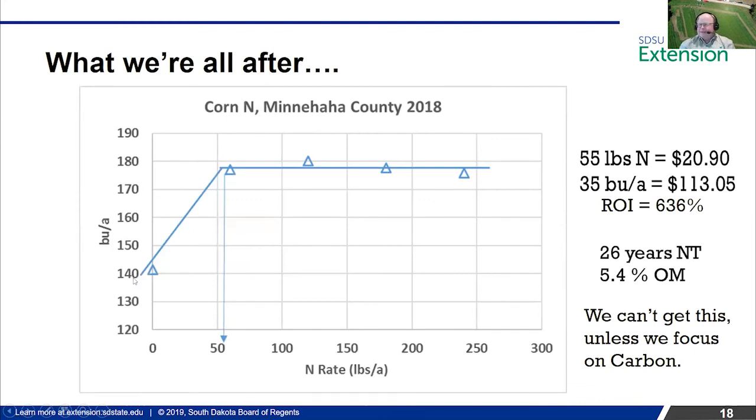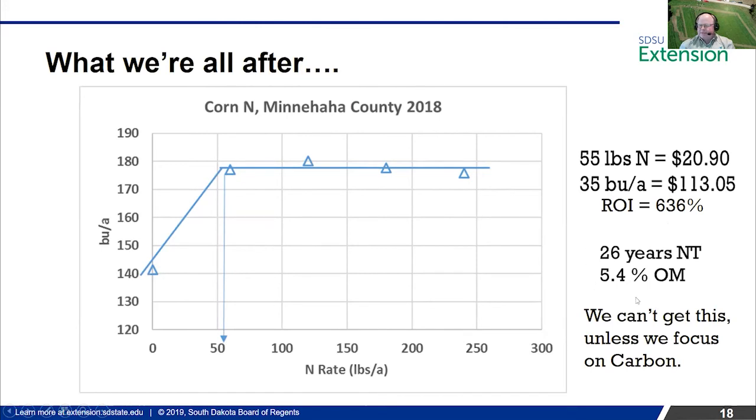We're all after getting something for nothing, or is it nothing? It's really not nothing, but we're after getting a big yield of corn with a low amount of nitrogen, right? A lot would say, well, I want that big yield without any nitrogen. Yep, that's what I'm after too. So if we look at this return on investment here, we applied 55 pounds of N, which costs about 21 bucks. We got 35 bushels back, which are worth about $113. It gives us a 636% return on investment.